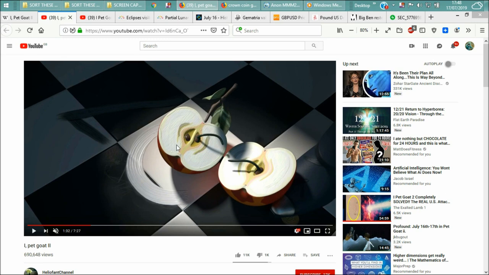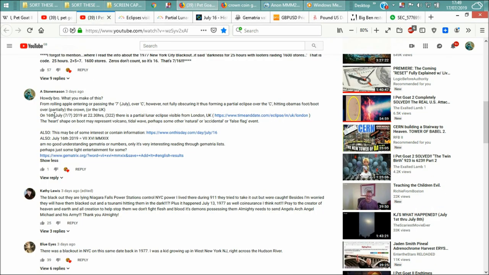Okay. Now, oddly enough, if I go back to my comment, it's on the 16th of July. From the rolling apple passing the seven, as it did, it went through the seven, indicating July, the seventh month, over the sea, which is an indication of the moon, perhaps. However, not fully obscuring it, thus forming a partial eclipse over the sea, hitting Obama's foot, over partially the crown, or the UK.